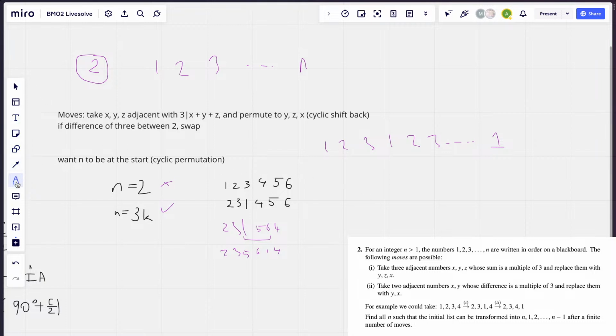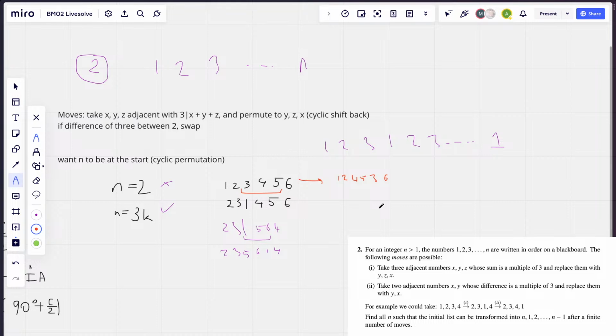We have a different starting middle move. We can do 3, 4, 5, right? Because 3 and 4 is 7 plus 5 is 12. That gives us 1, 2, 4, 5, 3, 6. Okay, I don't think this is necessarily going to help. Okay, so I think it will help.